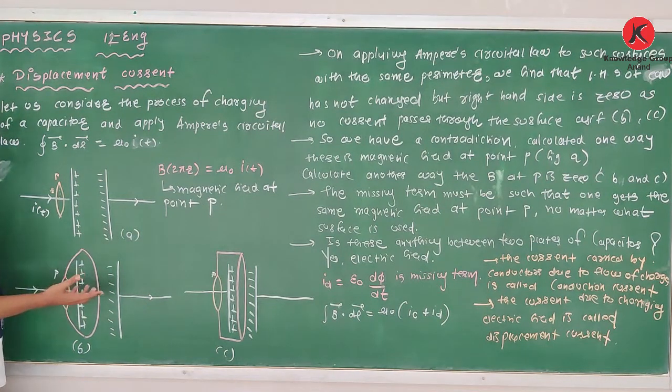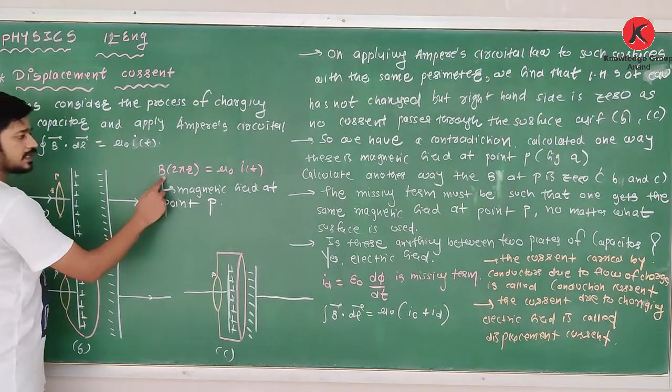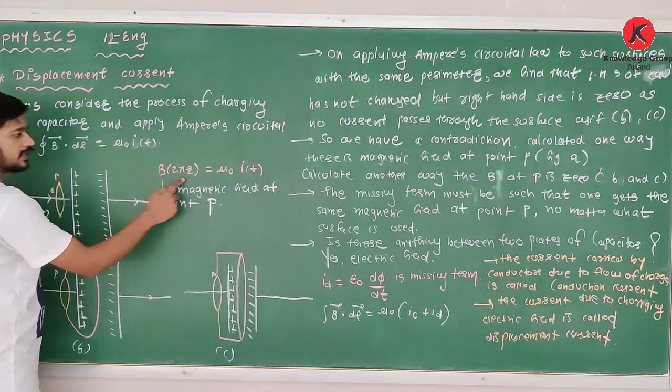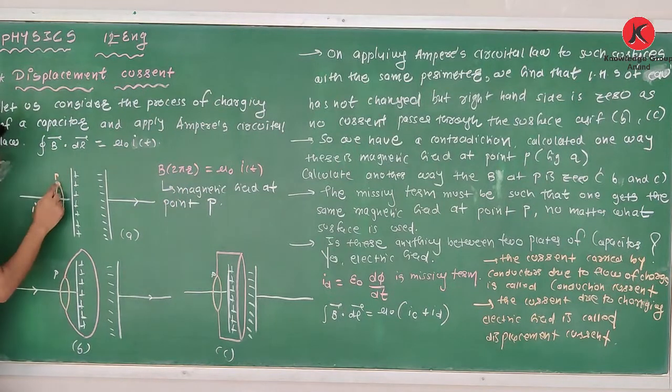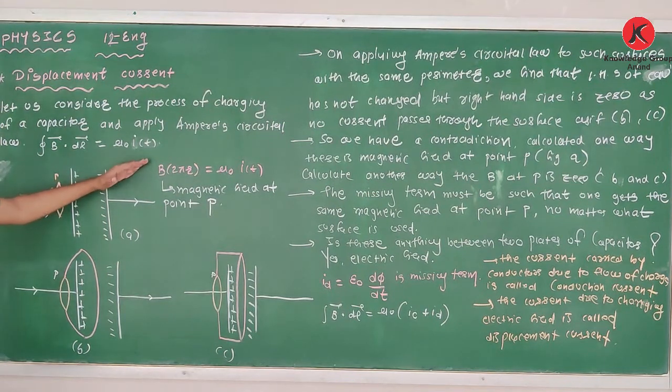If I apply Ampere circuit law, that is integration B dot dl is equal to mu 0 sigma I, integration B dl is 2 pi r, mu 0. What is the total current enclosed by this loop? Yes, it is I_T. So this is how we can find the magnetic field at point P.